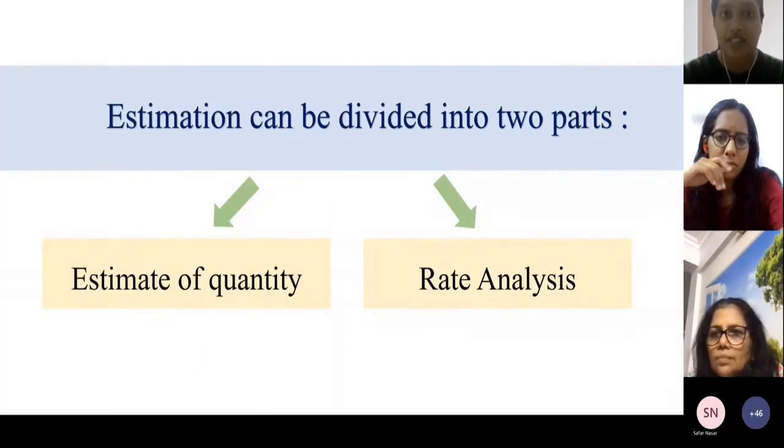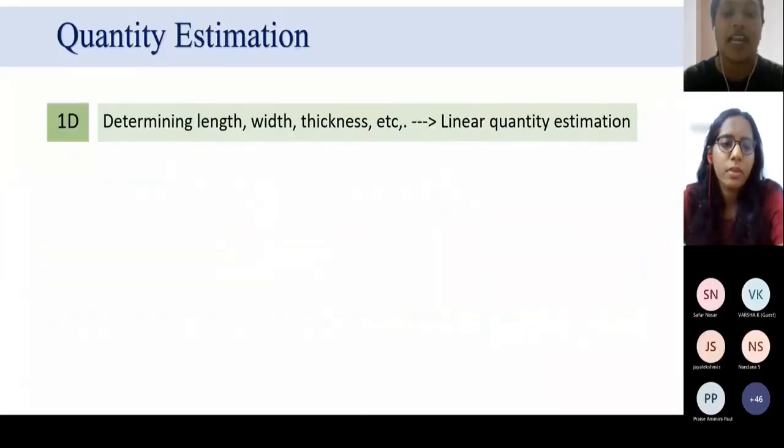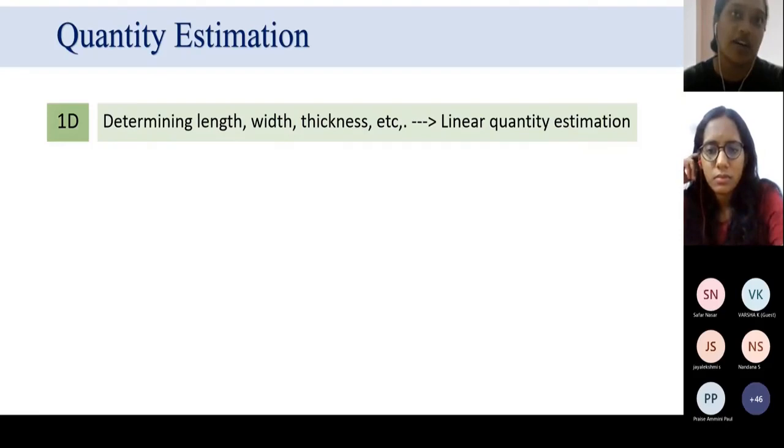There are two main parts of estimation, as I said earlier, that is the quantity part and the rate analysis part. First, we'll look into the quantity part. There are three different levels for estimation. The first level or the first dimension, I'll say, is linear quantity estimation. Linear quantity estimation, like the length, is associated with the length, width, and thickness of a component, element, a structural entity.